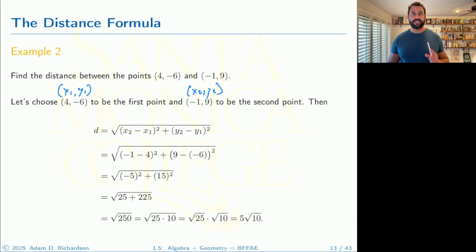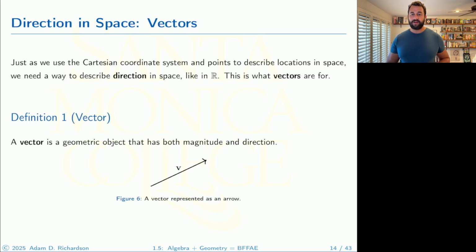So now we're going to shift gears a tiny bit and we're going to talk about vectors. So the basic idea is this. Just like we saw with the Cartesian coordinate system, we were able to use points to describe locations in space. Now what we need is a way to describe direction in space, like which way to go. Points give you locations. Now I want to talk about going this way in space and going that way in space. That's the goal at this point.